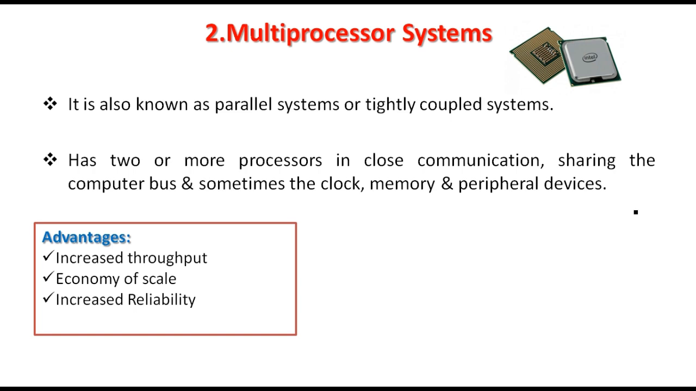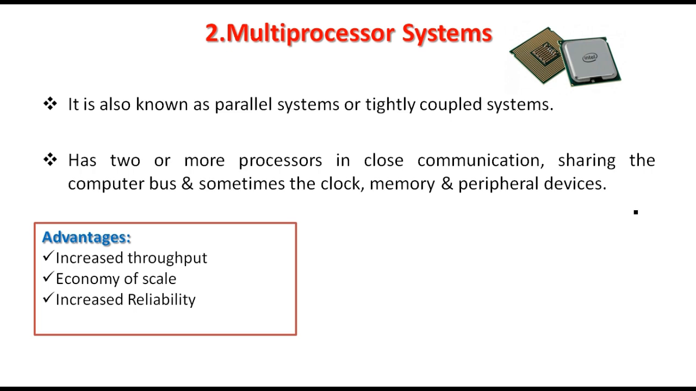The first one is increased throughput. So we can increase the number of processors, meaning 2, 3. If we are increasing the number of processors, we can expect to get more work done in less time, because more CPUs are working, which means more processes can be done in a lesser time. So this is the first advantage of multiprocessor system.